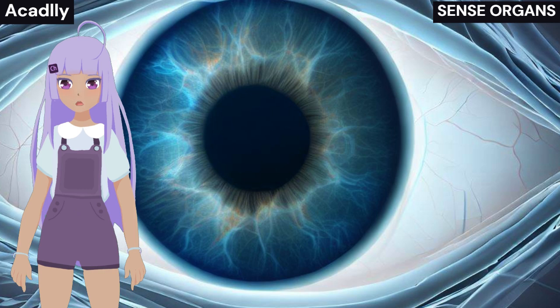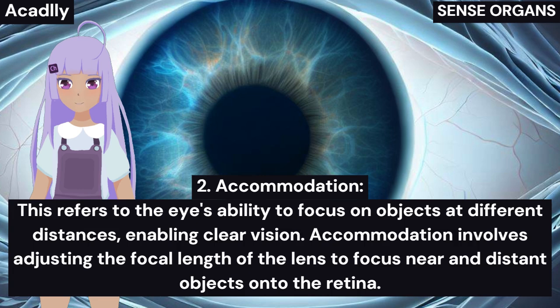To create a sharp image on the retina, all the refracted light rays must meet at a specific point on the retina, known as the yellow spot. 2. Accommodation. This refers to the eye's ability to focus on objects at different distances, enabling clear vision. Accommodation involves adjusting the focal length of the lens to focus near and distant objects onto the retina.